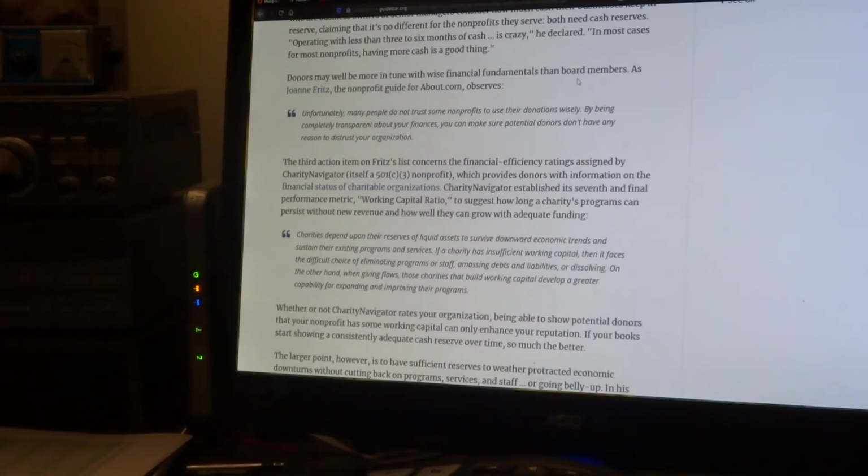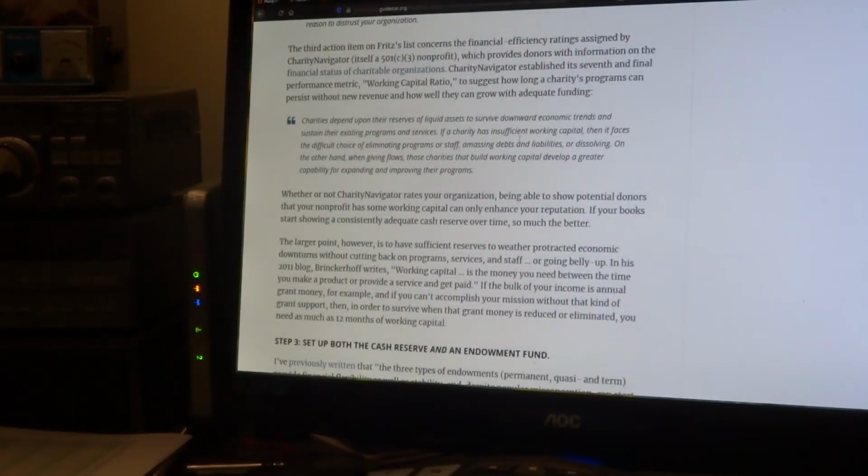Donors may well be more in tune with wise financial fundamentals than board members. Unfortunately, many people do not trust some nonprofits to use their donations wisely. By being completely transparent about your finances, you can make sure potential donors don't have any reason to distrust your organization. So they're saying be completely transparent about your finances. That's important to get donors to donate.